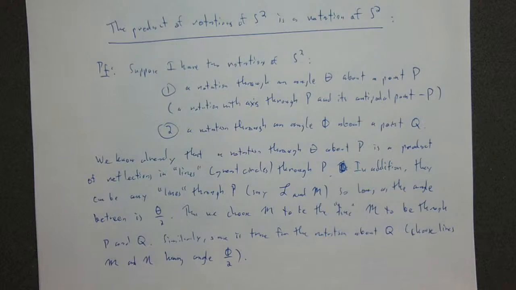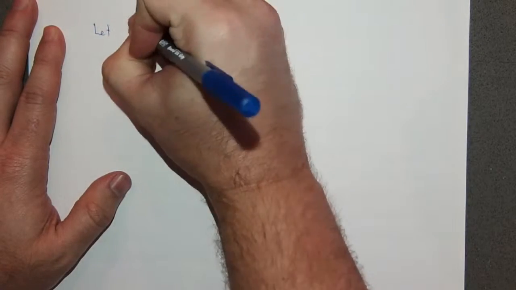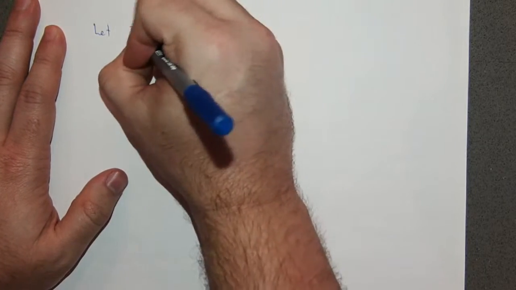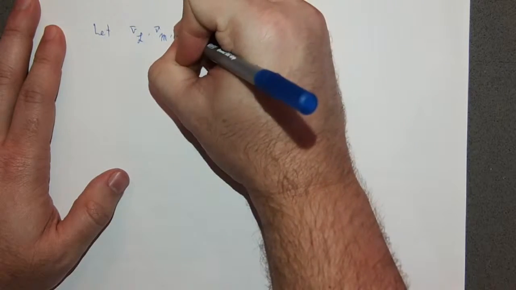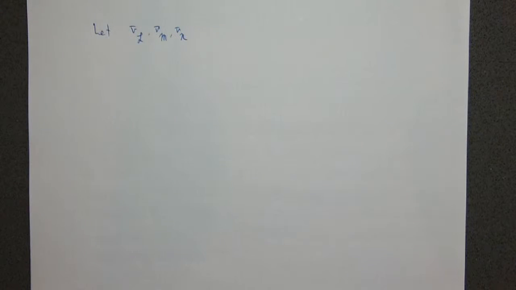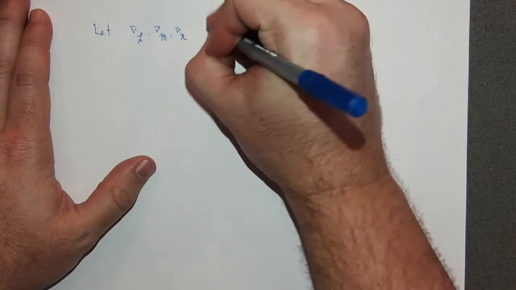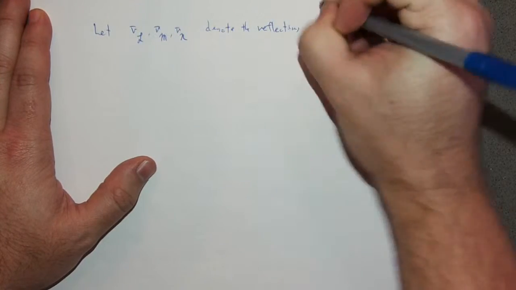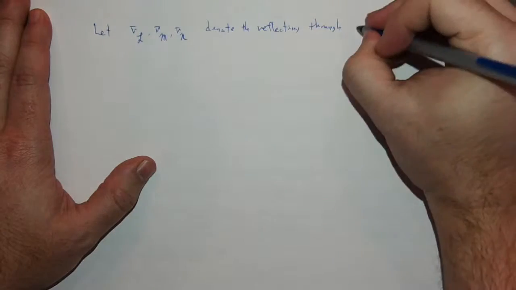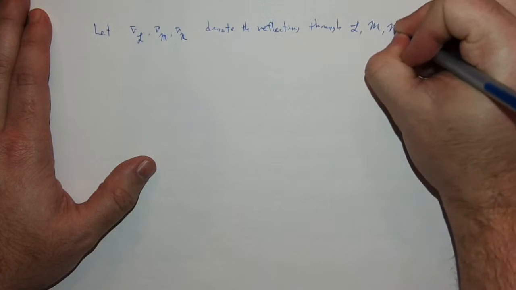All right. So that's the setup. Now the actual computation is pretty quick. So let r-bar sub L, r-bar sub M, and r-bar sub N be exactly what you think they are. Let these denote the reflections through L, M, and N, respectively.